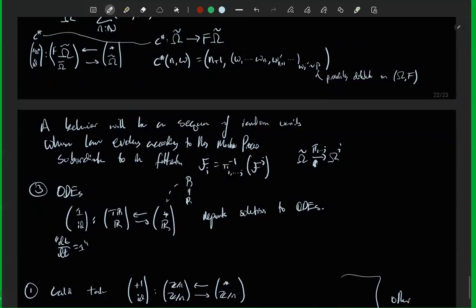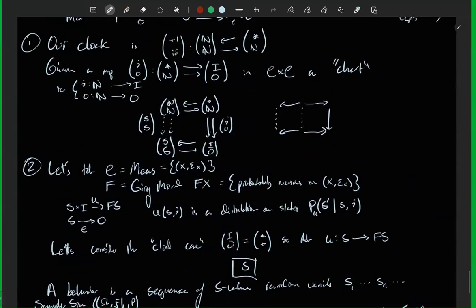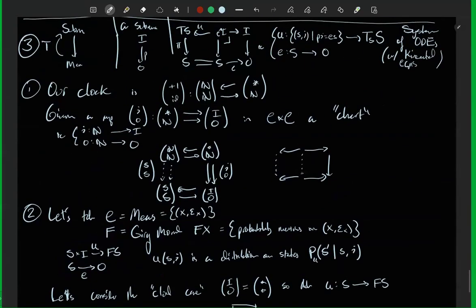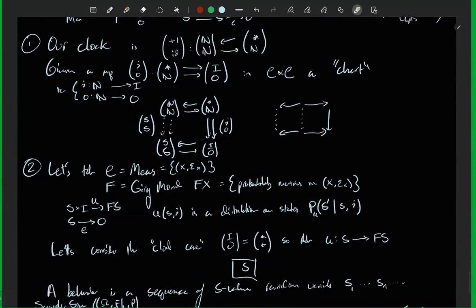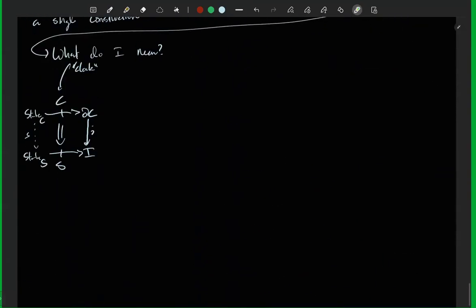If we go back up to here, then we have the clock, we have our system, we have our map on the interface, which sets a bunch of parameters, and then we ask, what are our traces for this choice here? So this is how we can frame it.